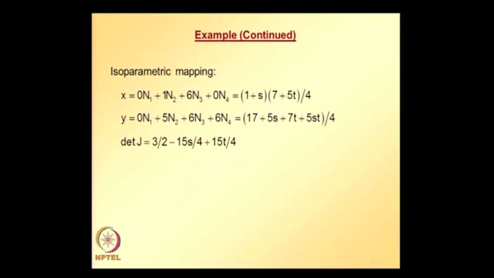And now our job is to check whether determinant of J is greater than 0 over the parent element domain, as S going from -1 to 1, T going from -1 to 1. Instead of that, we can check when determinant of J is going to be 0 by looking carefully at this expression. So, now let us equate determinant of J to 0.